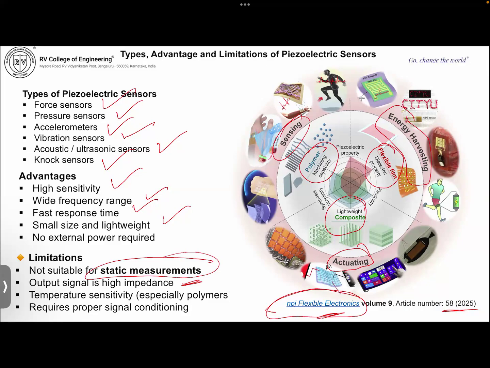The resistance is high, and there is some temperature sensitivity. If they are polymers, which are organic based, they are sensitive to temperature, and it also requires proper signal conditioning.